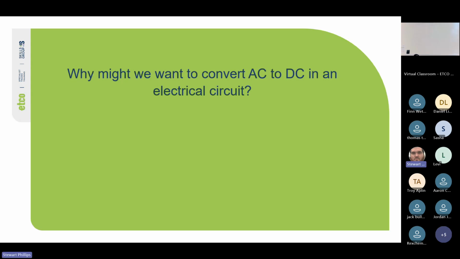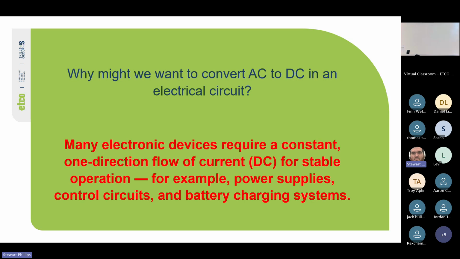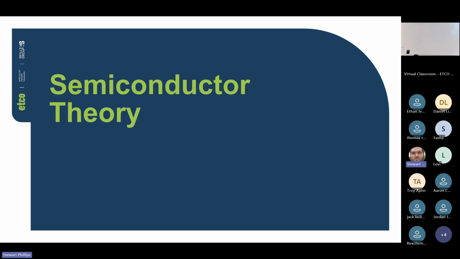So the main reason we want to convert AC to DC, 12-volt things, is many electronic devices require that constant one-direction flow of current, or DC, for stable operation. So power supplies, control circuits, battery charging systems. These ideas form the bridge between our electrical work and electronics. So we're moving from controlling energy flow mechanically or through magnetic fields to controlling it electronically using solid materials called semiconductors. So we'll move into semiconductor theory.